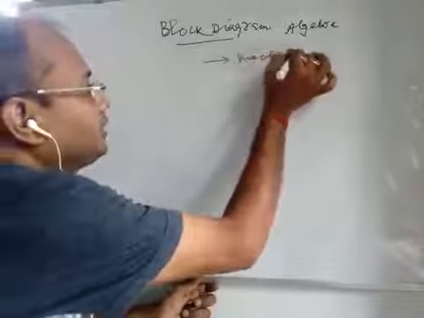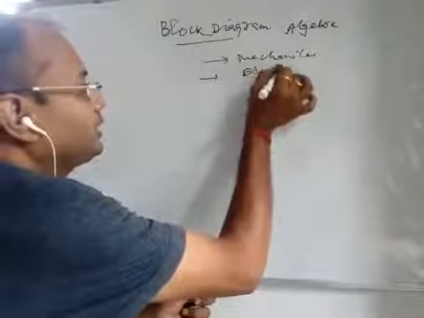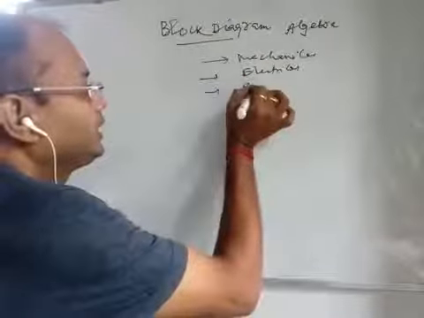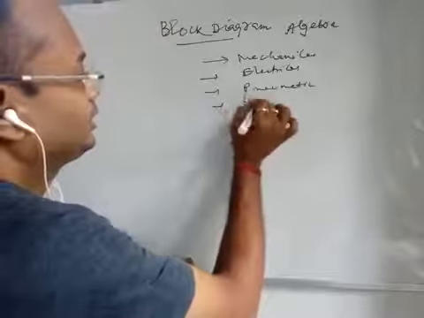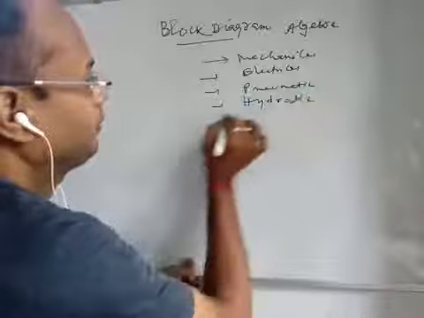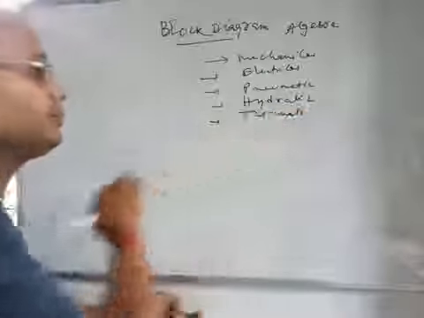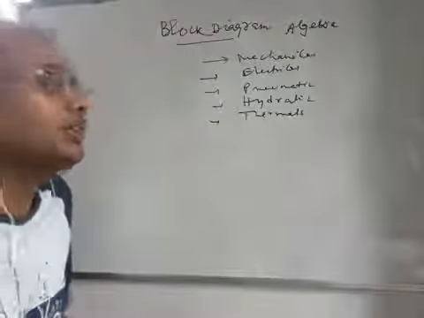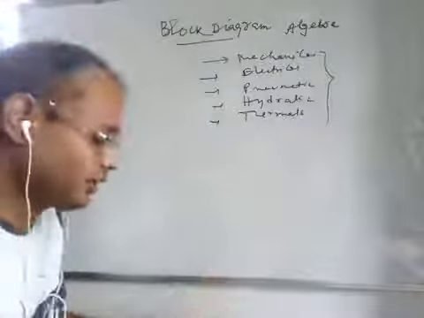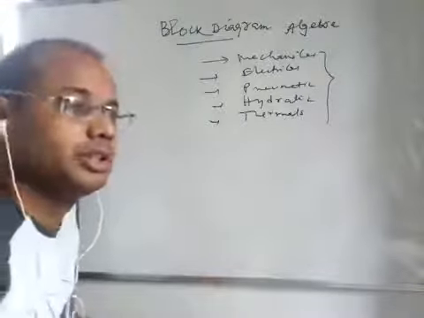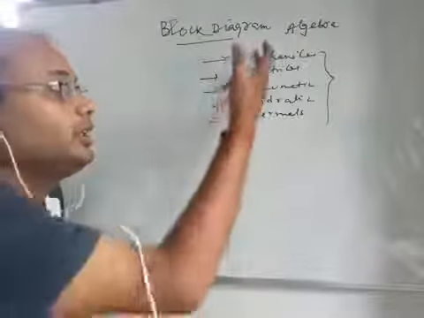elements. That means they may be mechanical, may be electrical, may be pneumatic, may be hydraulic, may be thermal. So these are the different kinds of systems available. And you can model all these types of systems, but most of the components available in different industries to design any control system are normally electrical and mechanical.